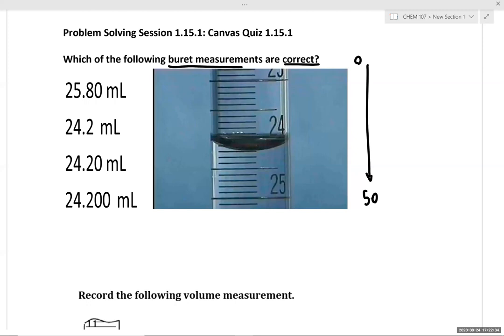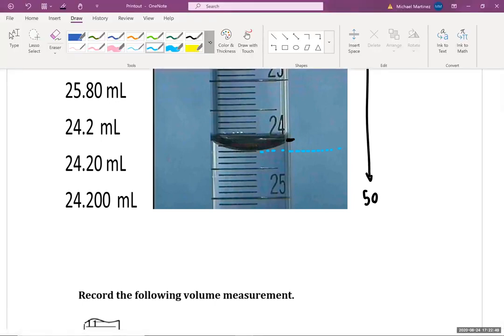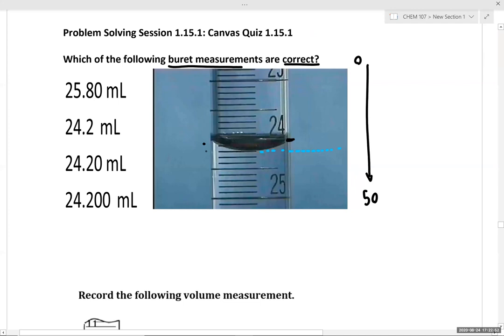So let's discuss this example. Our 24 mark is right here. The bottom of our meniscus, I'm going to mark in light blue. We always measure our volumes from the bottom of the meniscus. And looking at our tick marks, we're past the first and we're almost right on the second tick mark. We know that going from 24 to 25, 1 milliliter is equal to 10 ticks. So then 1 tick is equal to 1/10 of a milliliter, which is 0.1 milliliters. We're at the second tick, so this corresponds to 24.2.